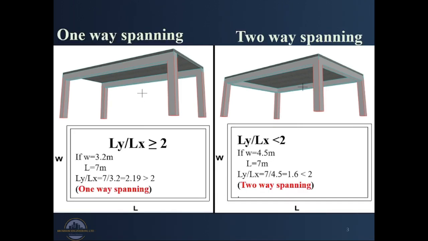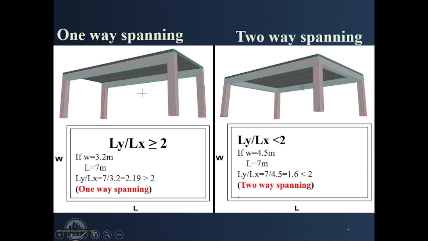To start us off, in one-way spanning slabs, the ratio of the longer dimension to the shorter dimension is normally greater or equal to 2. For instance, in our panel drawn below here, where L is the length of the panel and W is the width of the panel, with the width as 3.2 meters and the spanning length as 7 meters, the ratio is 2.19, which is greater than 2. Therefore, this slab is a one-way spanning slab.